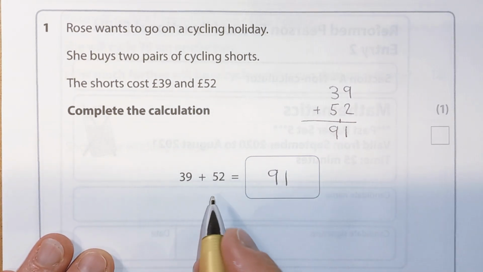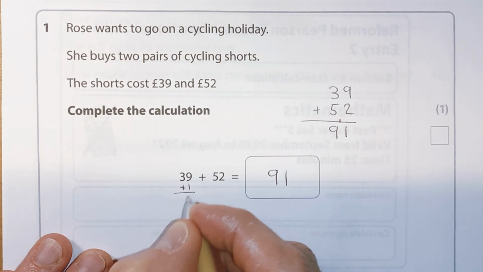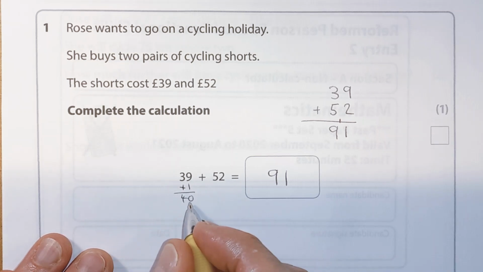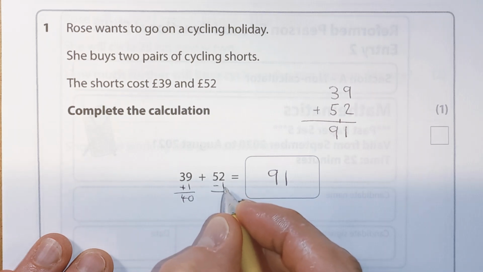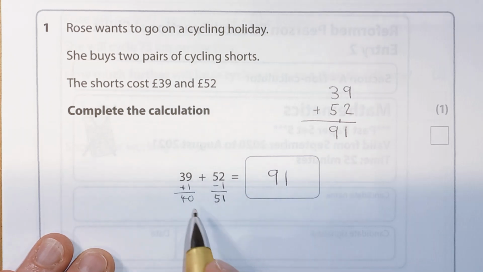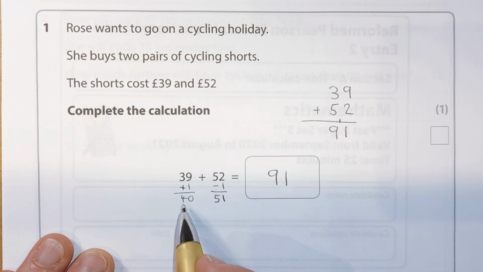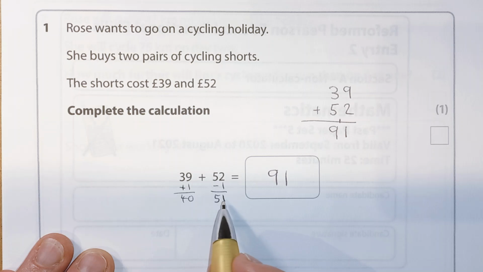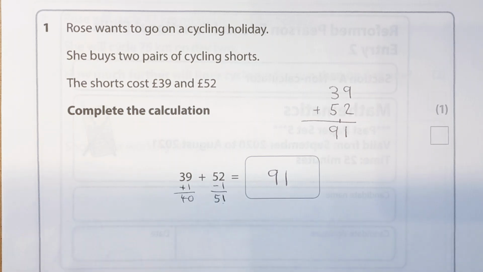A different way of thinking about it is, well, 39 is only 1 away from 40. So if we add on 1, we'd get 40. So if we add 1, we need to take 1 away from here. Well, 2 minus 1 would be 1. So we just end up with 51. Then when we want to add 40 and 51, it's much more straightforward, because adding the tens, 4 and 5 gives us 9 or 90, and now we've just got the 1. So just an alternative way of thinking about it, or maybe to use as a check.